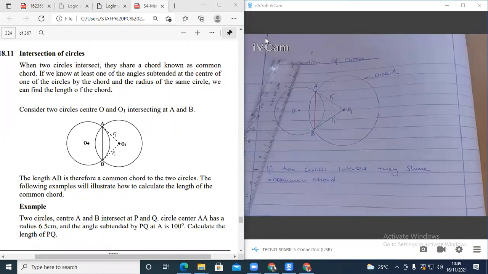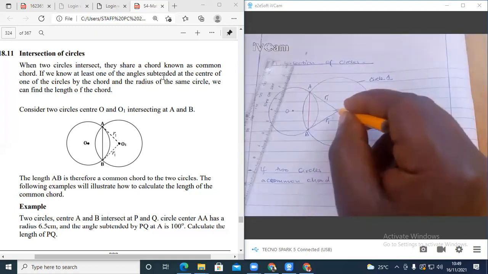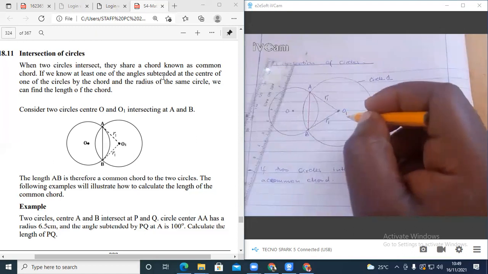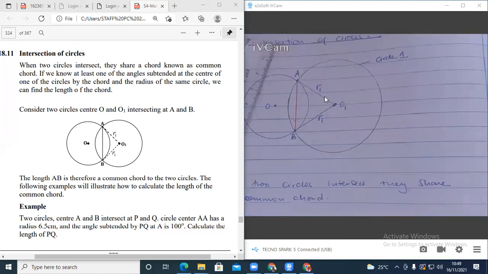Okay. So now if I know, they are saying that if we know at least one of the angles subtended at the center, which angle is subtended at the center? The angle subtended at the center is the angle that is between the two radii at point O1 or at the center of that circle. The angle subtended at the center is the angle between the two radii. Plural of radius is radii. Is the angle between the two radii. Let me zoom in for you to see very well.